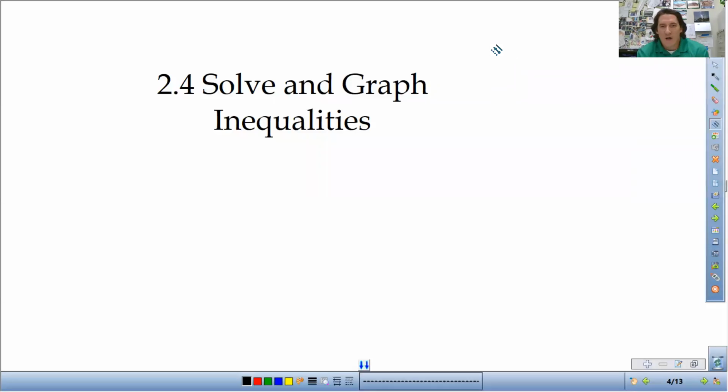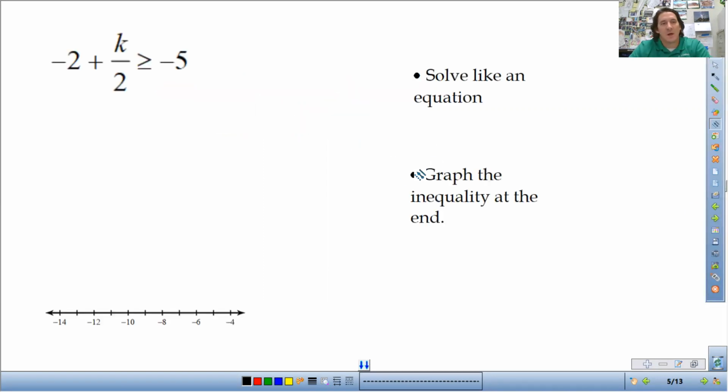All right, IM1 classes. We are looking today at how to solve and graph inequalities. In our last lesson, we looked at what inequalities are, how to read them, and how to graph them on a number line, shading in the possible values of the inequality. Today, we're going to be including equations with this.